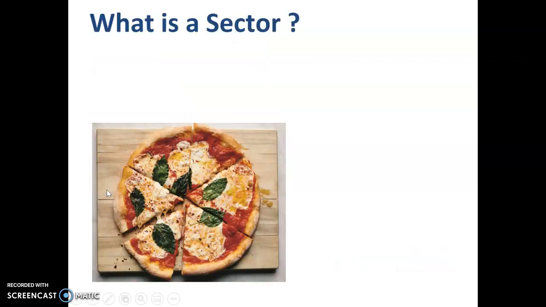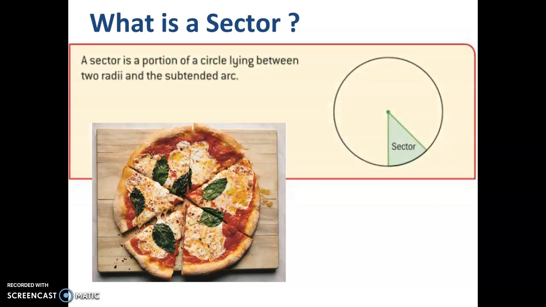What is a sector? I have a pizza here. I wonder why. Let's take a look. A sector is a portion of a circle lying between two radii. So here's one radius, another is two radii, and the subtended arc. This is the subtended arc. So this is what a sector is. It's like a slice of pizza. That's why I have this picture here.